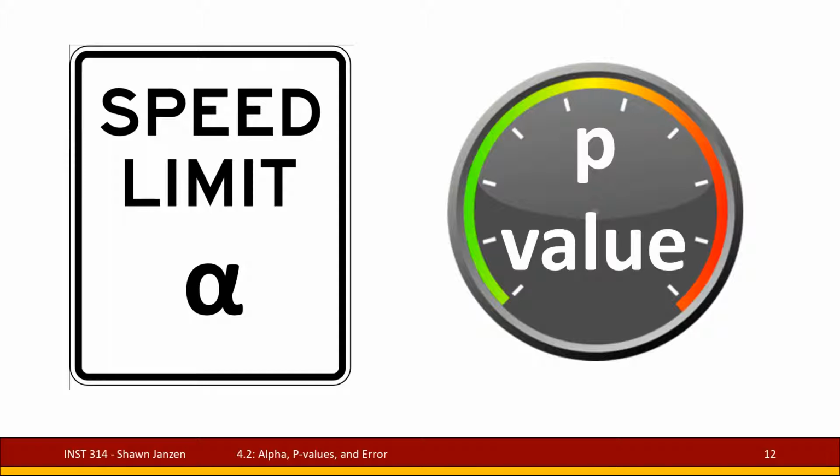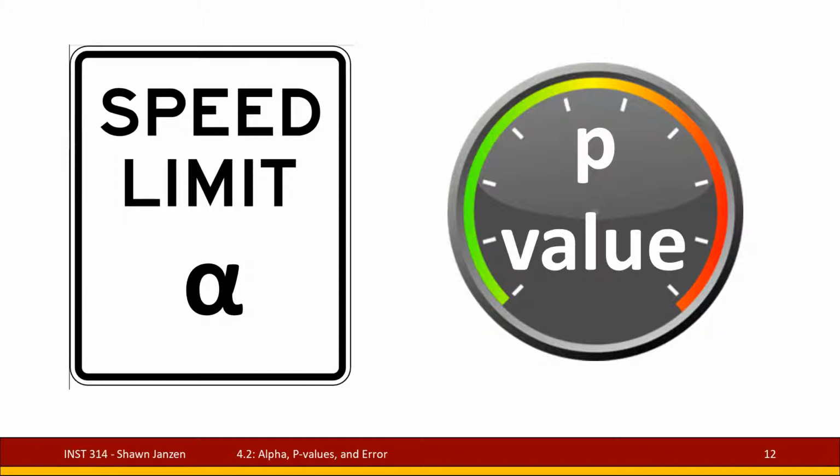And then the p-value is how fast are you driving? That's that probability of getting your result. And if your p-value is less than your alpha, then you are safe. You are going at or under the speed limit of alpha. Now, if your p-value exceeds alpha, you are going faster than the speed limit, then you could get in trouble with the stats police. Now, this isn't trying to say that having a high p-value is bad.